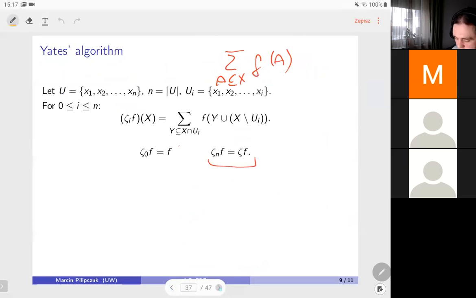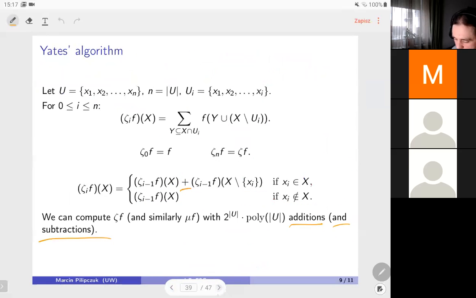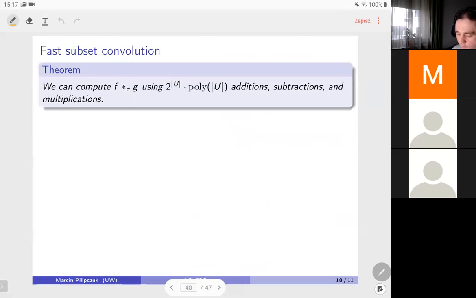Now we can go over the slide with this, and we have our punchline that we can compute the cover product using 2 to the n times some polynomial additions, subtractions, and multiplications, because there's this pointwise product in the middle, so there are 2 to the n multiplications at some moment. You need to make this pointwise product at some moment. That's our punchline here.